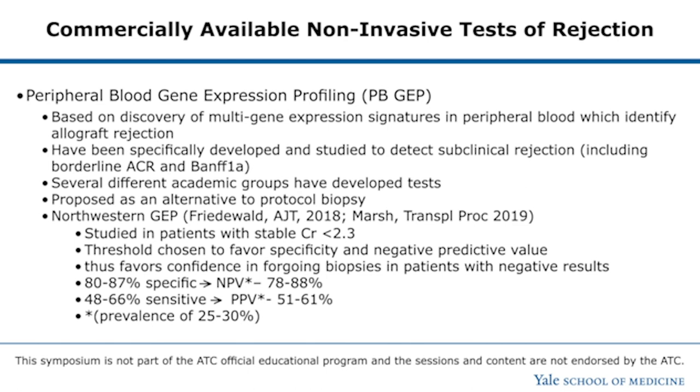The other technology that's out there, commercially available, of course, is the peripheral blood gene expression profiling test. And these tests are based on the concept that panels of genes and their expression profiles can be measured in peripheral blood and can be identified so as to reveal the presence of subclinical rejection. And these tests were specifically developed and studied to detect subclinical rejection. A number of different groups have identified them. The one that's been commercialized, of course, is commercially available at present is the TruGraf test, which was based on a gene expression profile test developed primarily at Northwestern University.